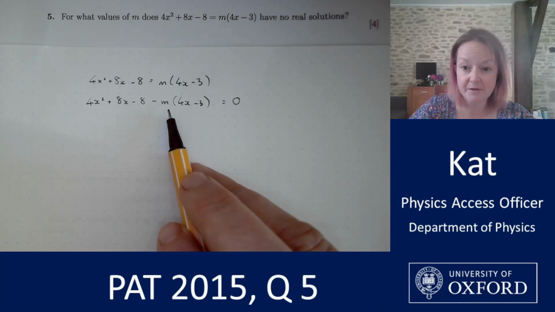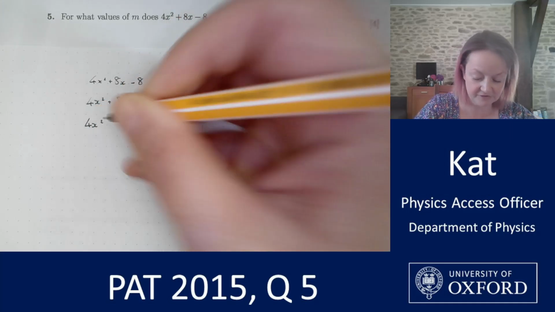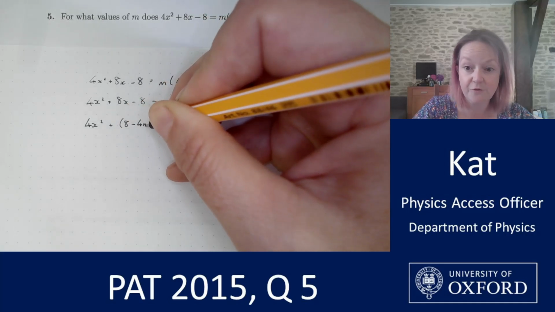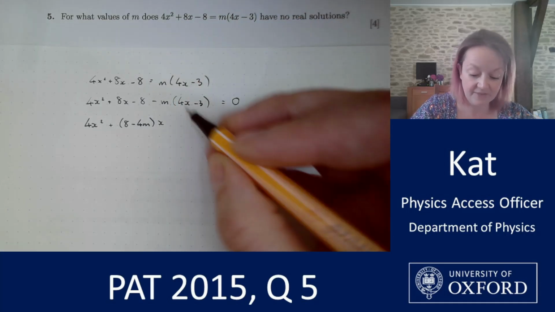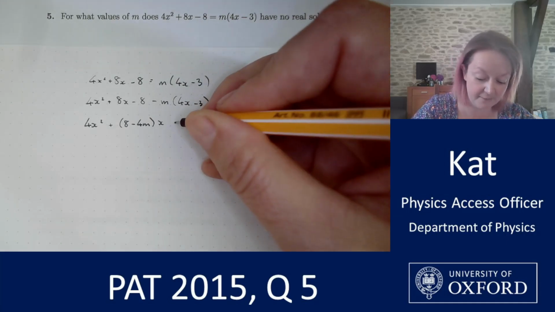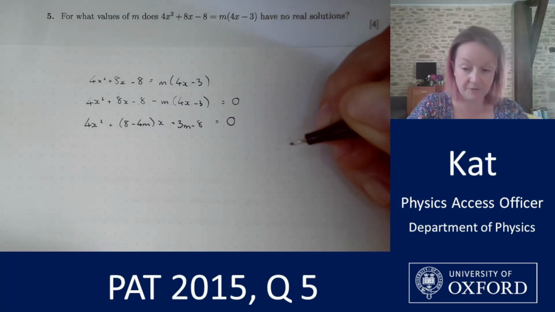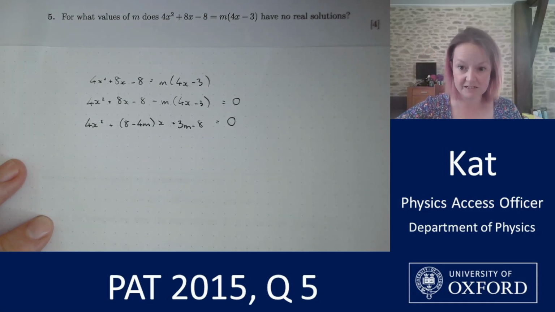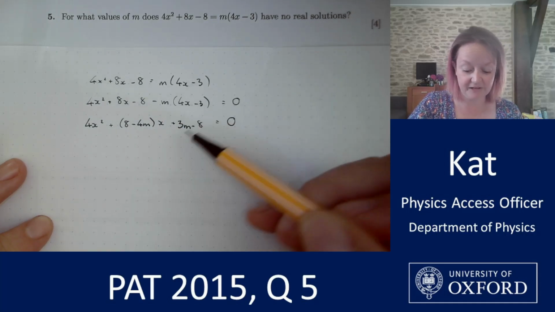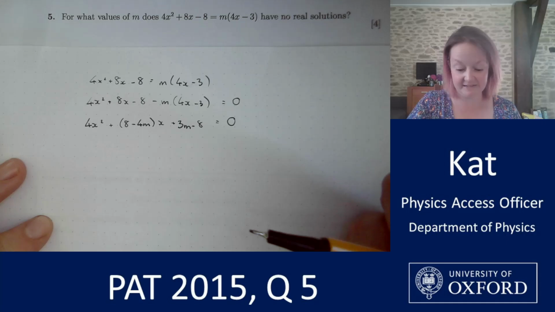When I'm grouping together and I multiply this out, I'm going to get minus 4mx, which I can group together so that I get 4x squared plus, open brackets, 8 minus 4m, x. And then from this term here, I'm going to get minus m times minus 3, which is positive 3m, so plus 3m minus 8 equal to 0. Now that I'm in the form of a quadratic, I've got my a, my coefficient in front of the x squared, my b, my coefficient in front of x, and my c, my standalone numerical term, 3m minus 8.